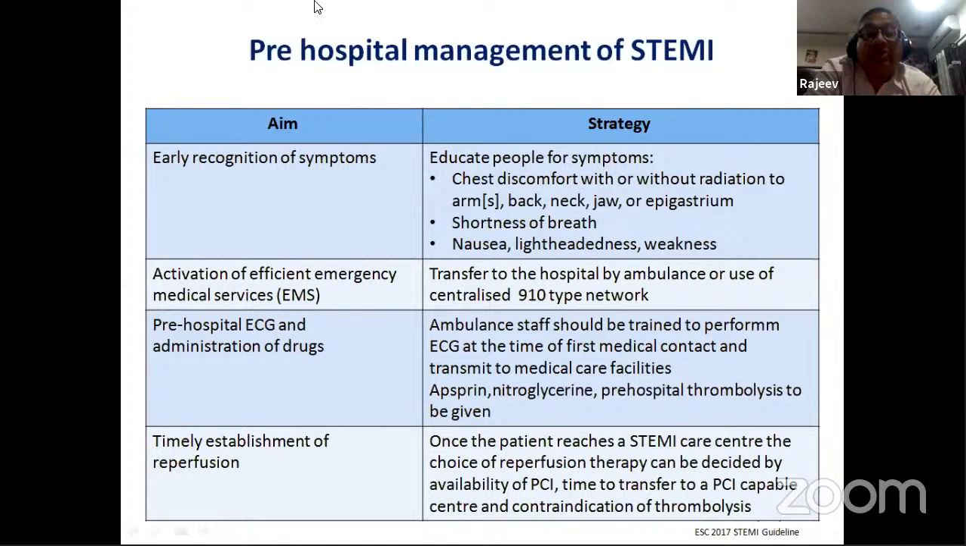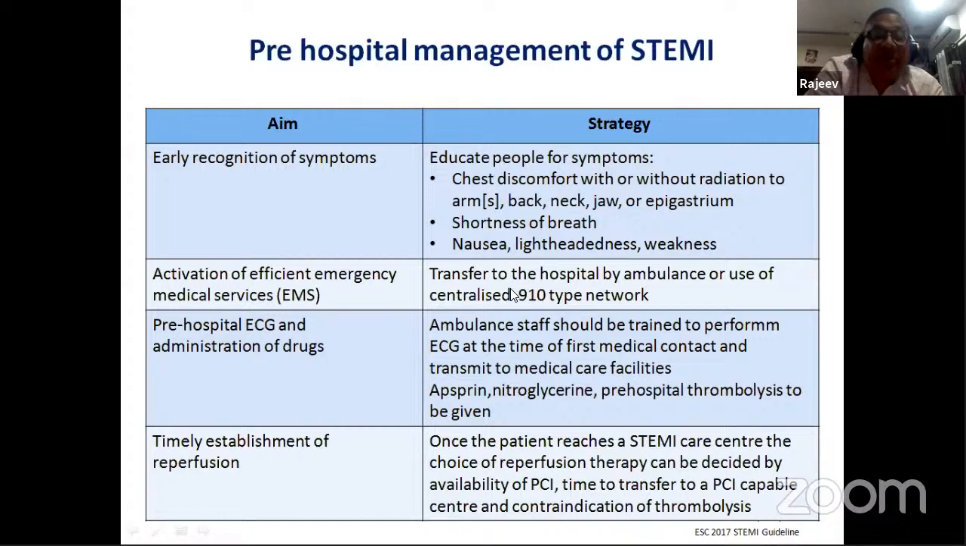They should be educated about the symptoms of heart attack, most commonly chest discomfort with or without radiation to the arm, back, neck, jaw, epigastrium. Any unaccustomed shortness of breath, nausea, lightheadedness, and weakness. Then there should be activation of an efficient emergency medical service, that is transfer to hospital by an ambulance or use of centralized numbers.